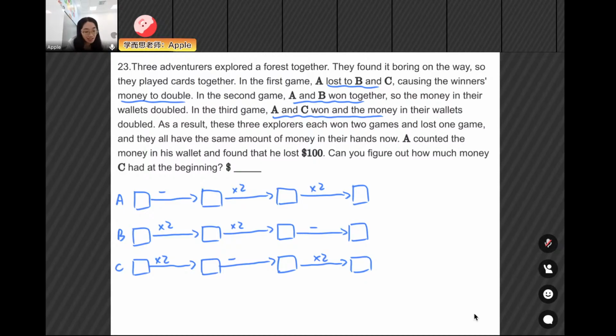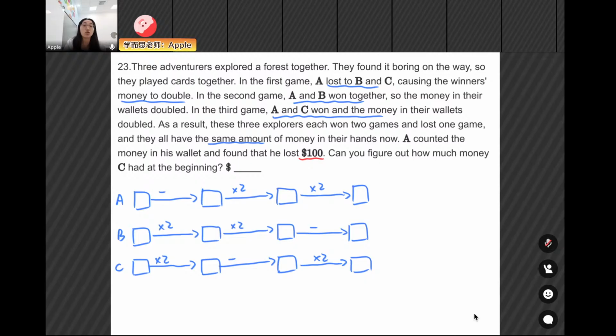Then, in the end, they all have the same amount of money in their hands now. And then A counted the money in his wallet and found that he lost $100. Can you figure out how much money C had at the beginning? Well, how do we figure out the beginning part? Well, there is no number, right?